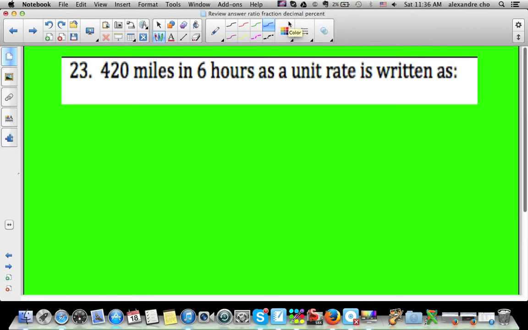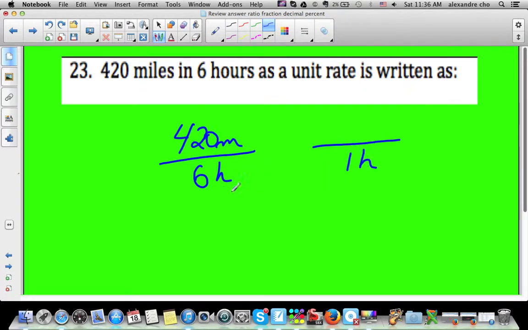So this one, just for you to practice again, 420 miles. Remember to write the units, miles. You can abbreviate if you want. 6 hours, 6H. Don't write that as a unit rate. Again, we want the denominator to be 1 hour because we're comparing to 1 unit. 6 to 1 is divide by 6. That gives us 1. And then we have to do the same on top. And that should give us 70 miles. So you can say 420 miles in 6 hours or 70 miles in 1 hour.